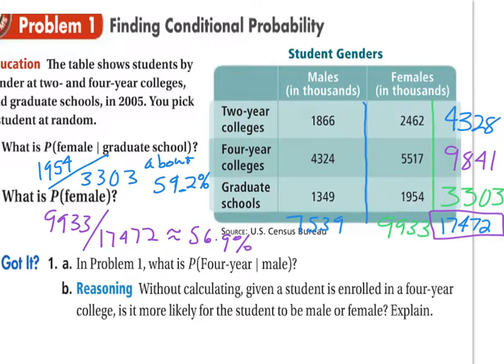So you can see the increase in the percentage of females in graduate school compared to females total. What that would imply is that a higher percentage of females are continuing on to graduate school from the 2-year and 4-year colleges.